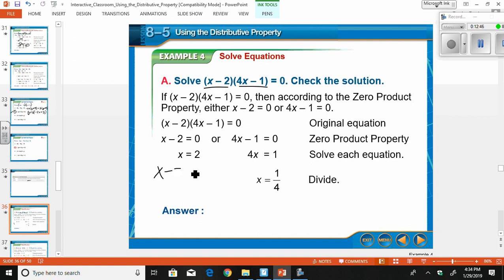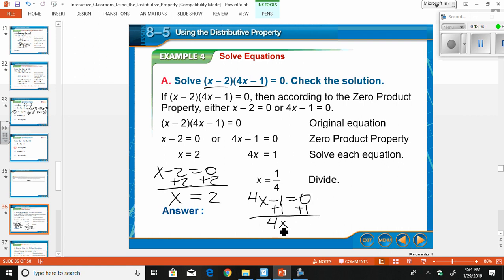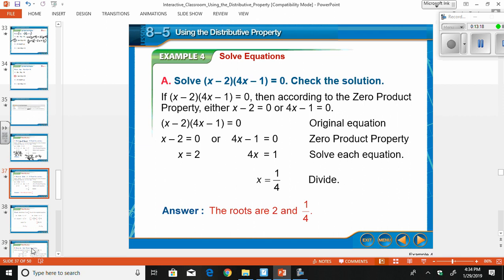X minus 2 equals 0. You do this enough that you don't even have to actually add it to both sides. You just know that it's going to be the opposite of whatever it is on the left. It's going to be x equals 2. You said 4x minus 1 equals 0. You add 1 to both sides, and you get 4x equals 1, divided by 4. So x equals 1/4. Let's see, are we checking to see if they're correct? So the roots are 2 and 1/4.